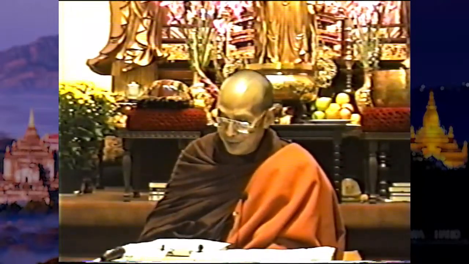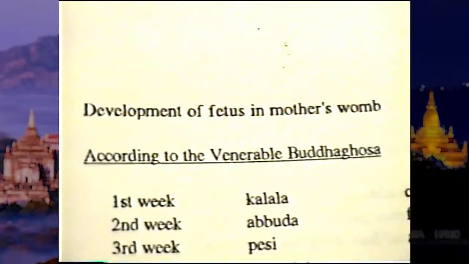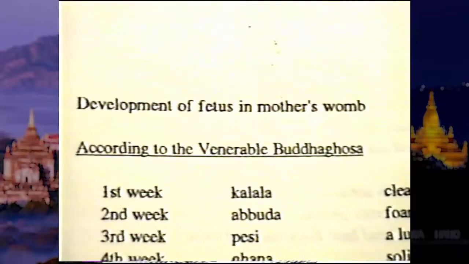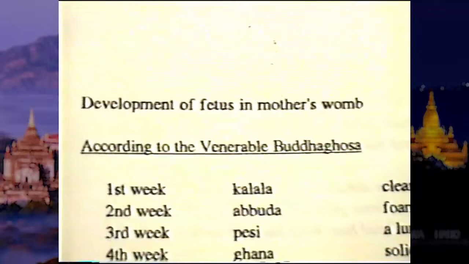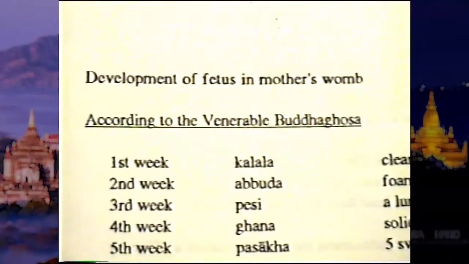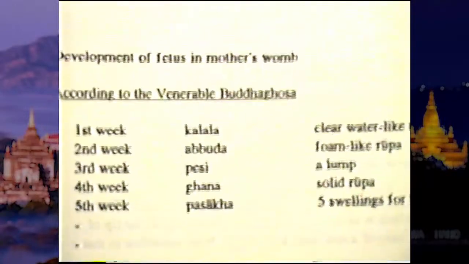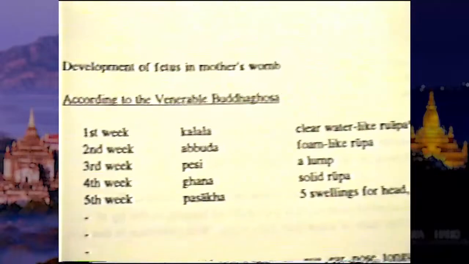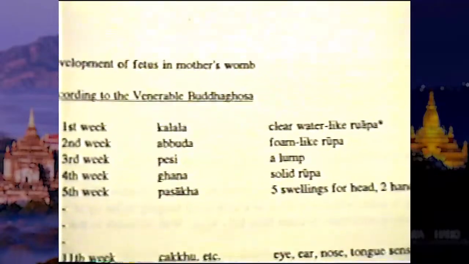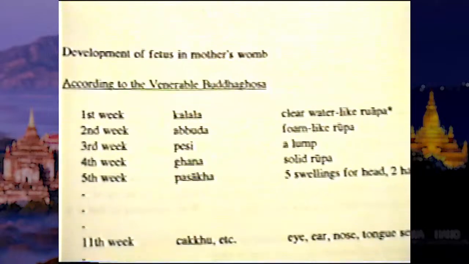So on the other page, we have the development of the fetus in the mother's womb according to the Venerable Buddhaghosa and according to Abhidhammattha-saṅgaha. Now, according to the Venerable Buddhaghosa, the first week is the period of Kalala, clear water-like rupa. There are 3 decades or 30 rupas. You know the 3 decades, right? Kaya, Bhava, and Vatthu. These 3.